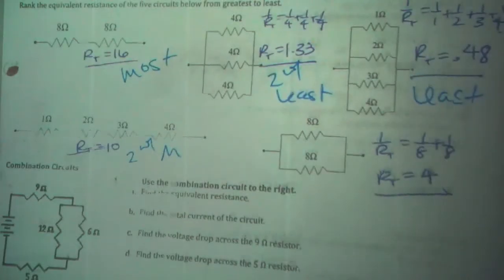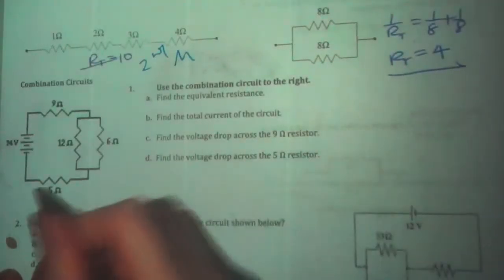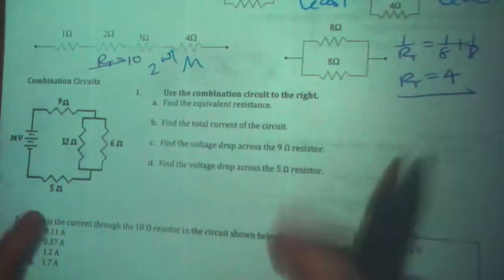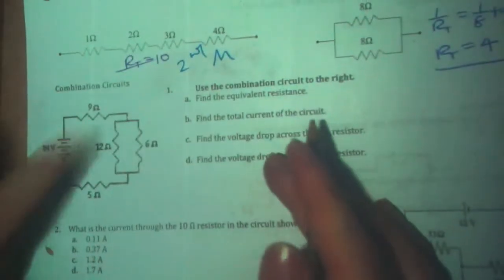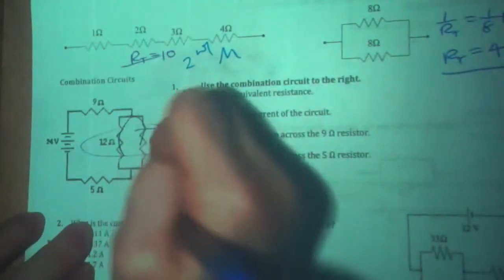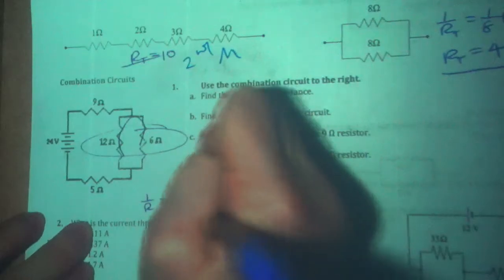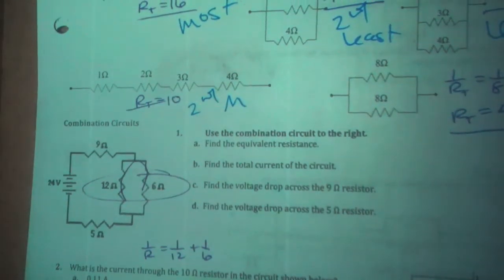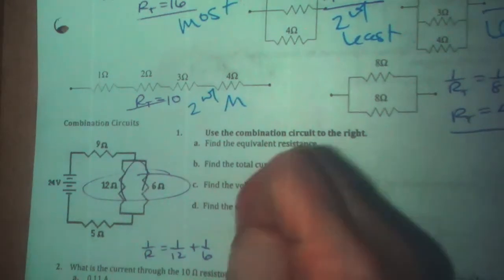Alright, combination circuits, first finding equivalent resistance. So for these, we can't just straight add them all up, but it's also not all 1 over plus 1 over. It's different. Some are in series with each other, some are in parallel. So when we look at this one, I would start with these two. These two split current between them, so they're going to be in parallel. So you do 1 over R is 1 over 12 plus 1 over 6. Go to your calculator. 1 over that. That's going to give me an R of 4.